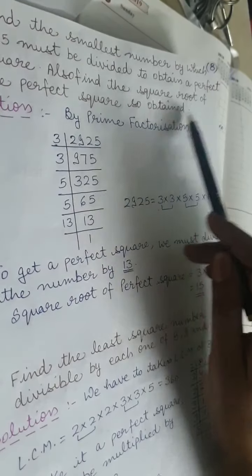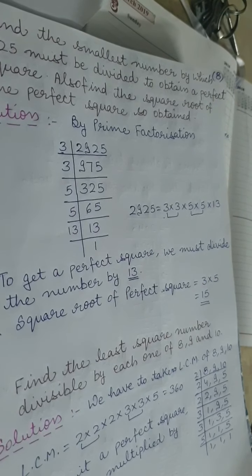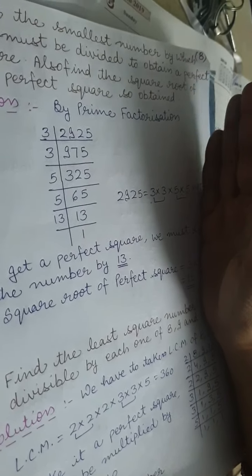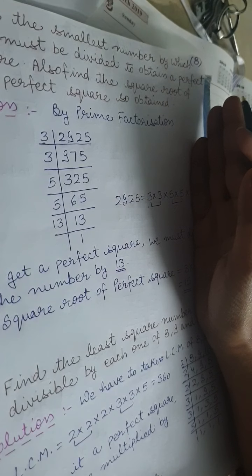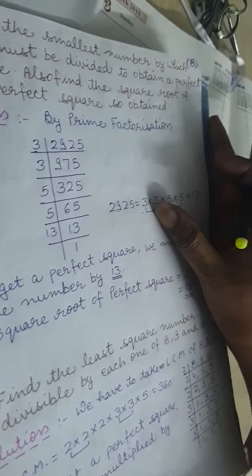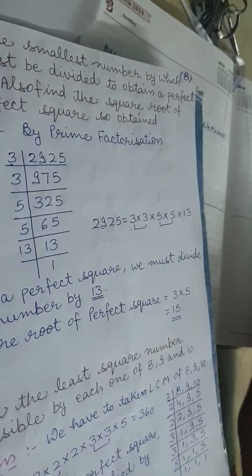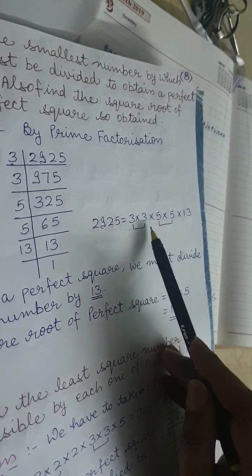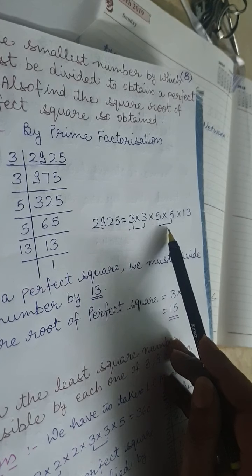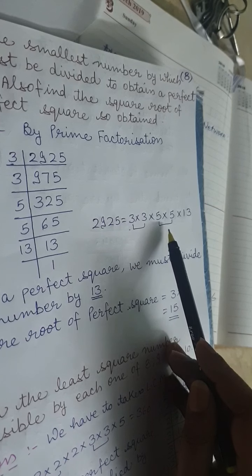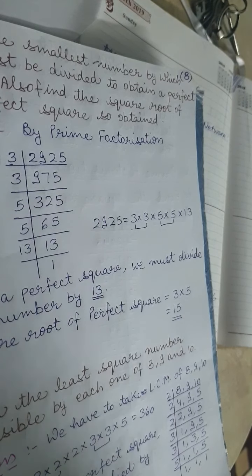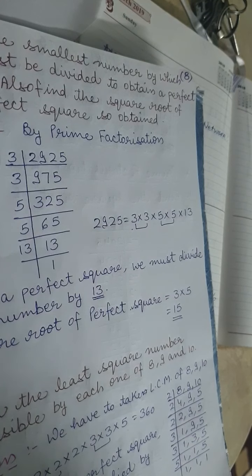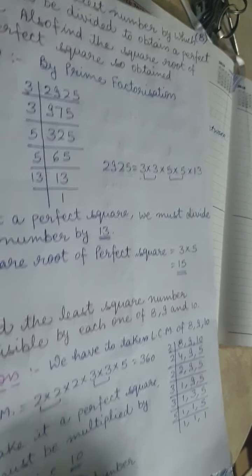And the square root of the perfect square so obtained, what will it be? We are dividing the number by 13, so we will remove the 13 from here. हम यहाँ से 13 को remove कर देंगे. And what will be our answer? Our answer will be 3 into 5, that is 15. Clear? This method we have studied earlier, so we are just recalling it. Move to the next question.